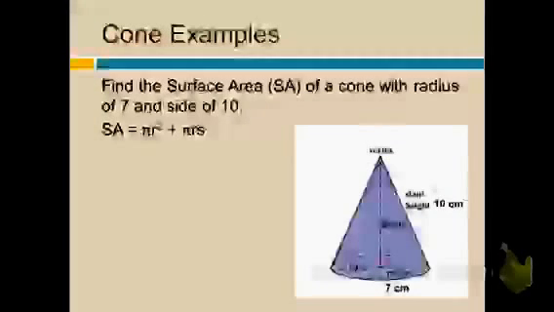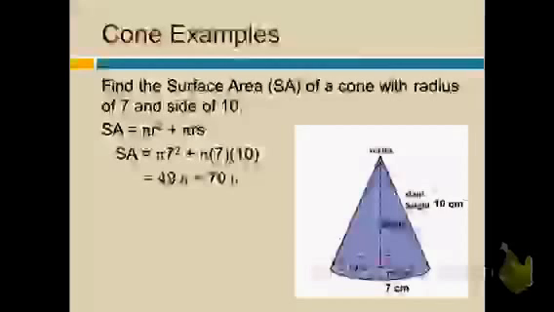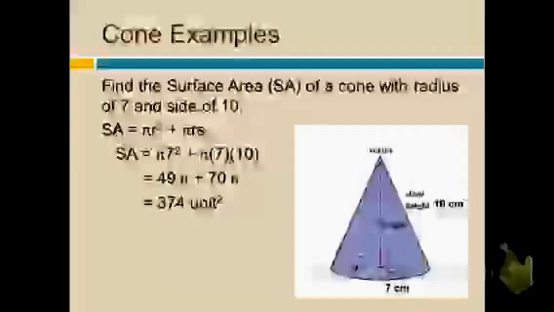To find the surface area of a cone with a radius of 7 and a side of 10, we use the formula surface area equals pi r squared plus pi times r times s. When we substitute 7 for the radius and 10 for the side and simplify, we find that this cone has a surface area of 374 units squared.